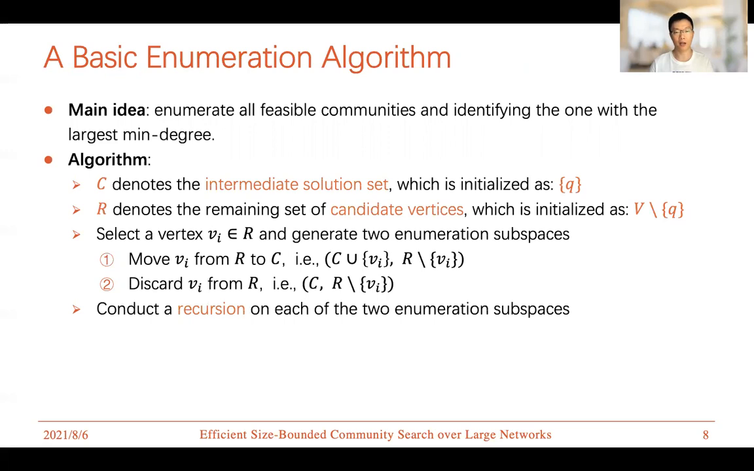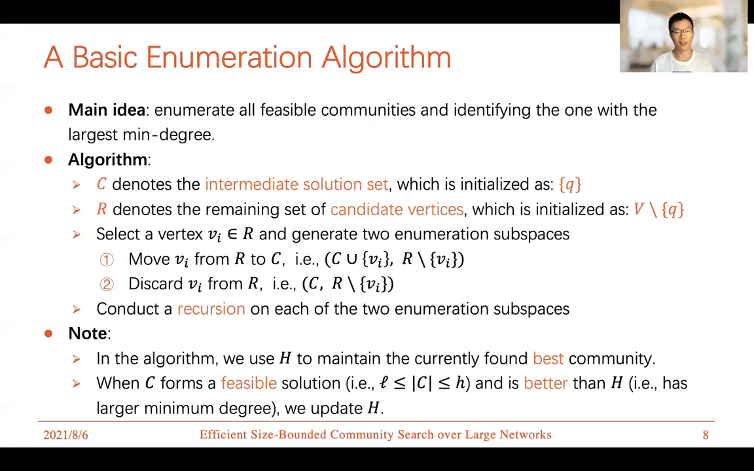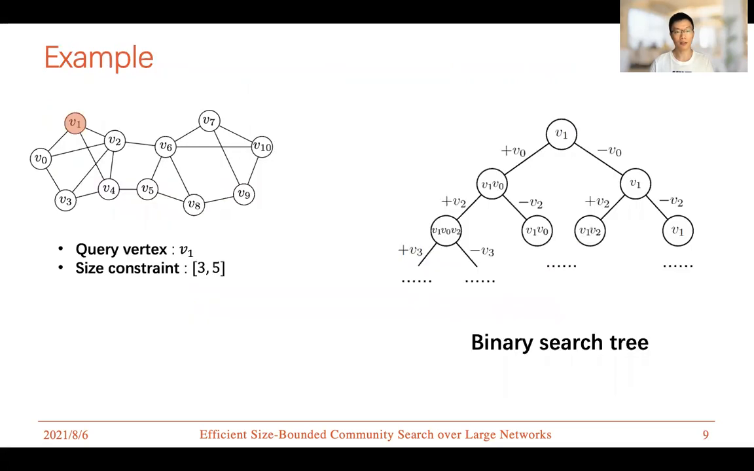Move Vi from R to C, or discard Vi from R. Then conduct a recursion on each of the two enumeration subspaces. Note that we use H to maintain the currently found best community. When C forms a feasible solution and is better than H, we update H. Let's see an example. Suppose the query vertex is V1, size constraint is 3 to 5. The enumeration process can be depicted as a binary search tree.